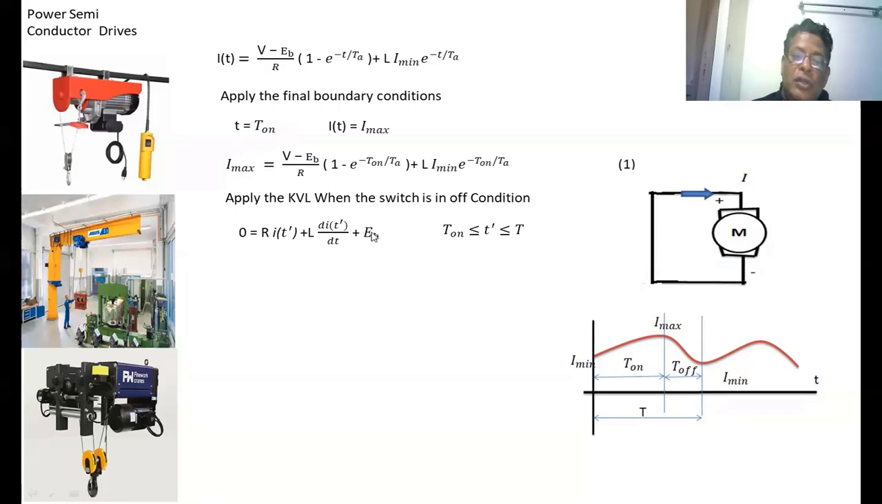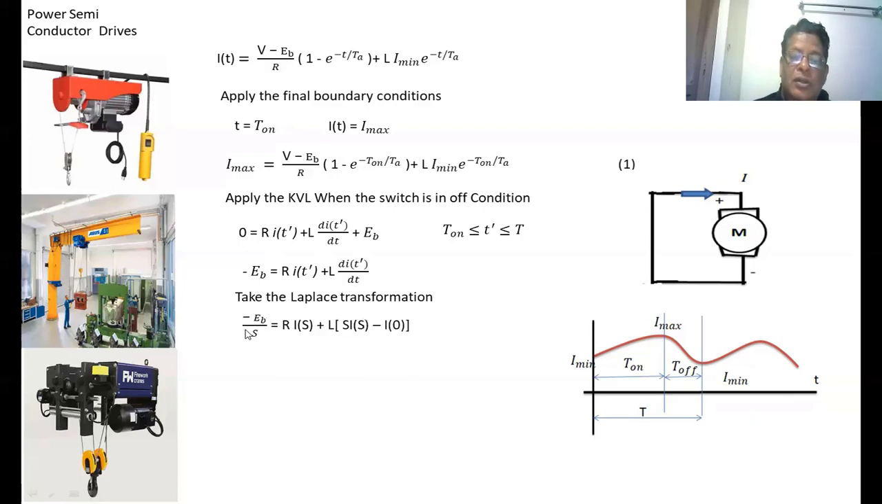Now take the EB to this side. We are getting minus EB equal to R into I of T dash plus L into di of T dash by dt. Take the Laplace transformation. Minus EB by S equal to R into I of S plus L into S into I of S minus I of 0.